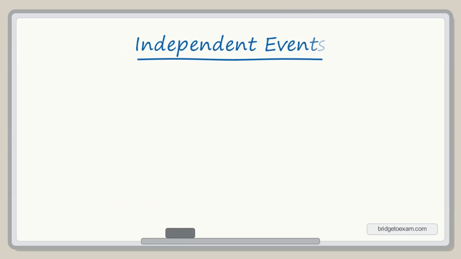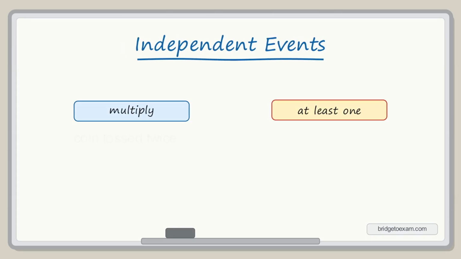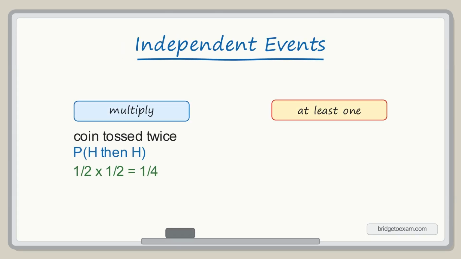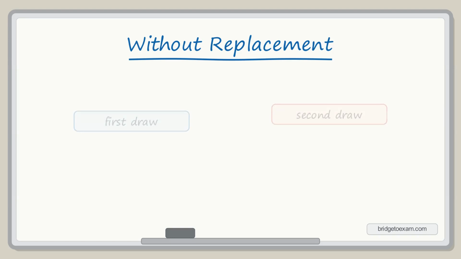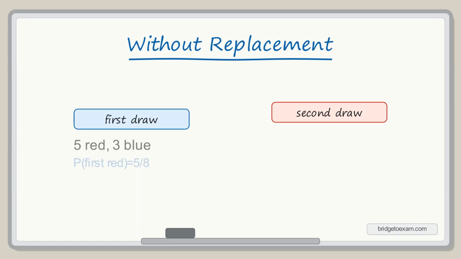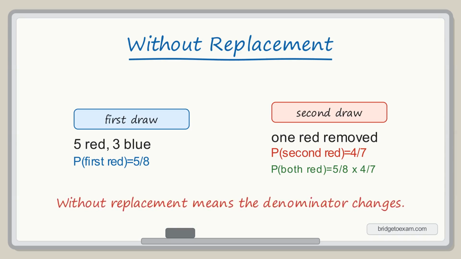For independent events, multiply the probabilities. For at least one, the complement is often faster: 1 minus the probability of none. Without replacement, the second probability depends on the first draw. After one red is removed, only 4 red remain out of 7 total.